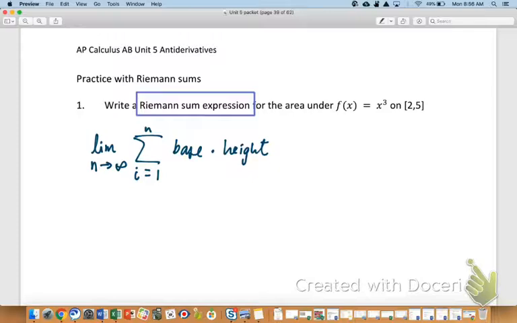So what would you guys guess the base length would be for each one of those little rectangles? 3, so whoever said that, 3 over n, right? Because how far is it from 2 to 5? 3. And how many little subintervals do we want to use? n of them. And so I would say that my base length is 3 over n. So the easiest place to start is, it's going to be a limit of a sigma. The next easiest thing is to recognize the base length will just be interval width divided by n.